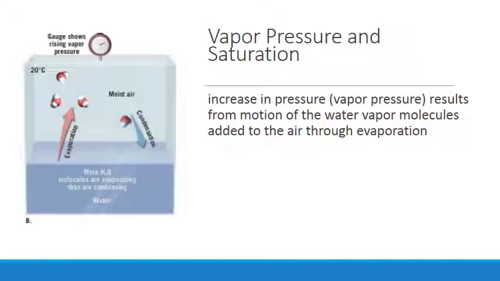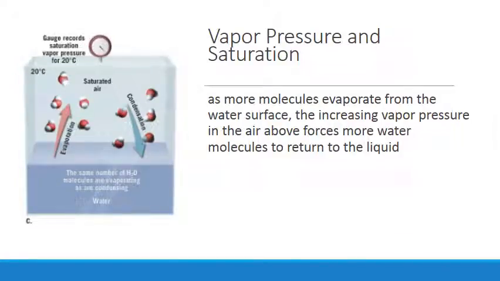And that increase in pressure is a result of the motion of the water vapor molecules that were added to the air through evaporation. In the atmosphere, that pressure is called vapor pressure, and it's defined as the part of the total atmospheric pressure attributable to water vapor.